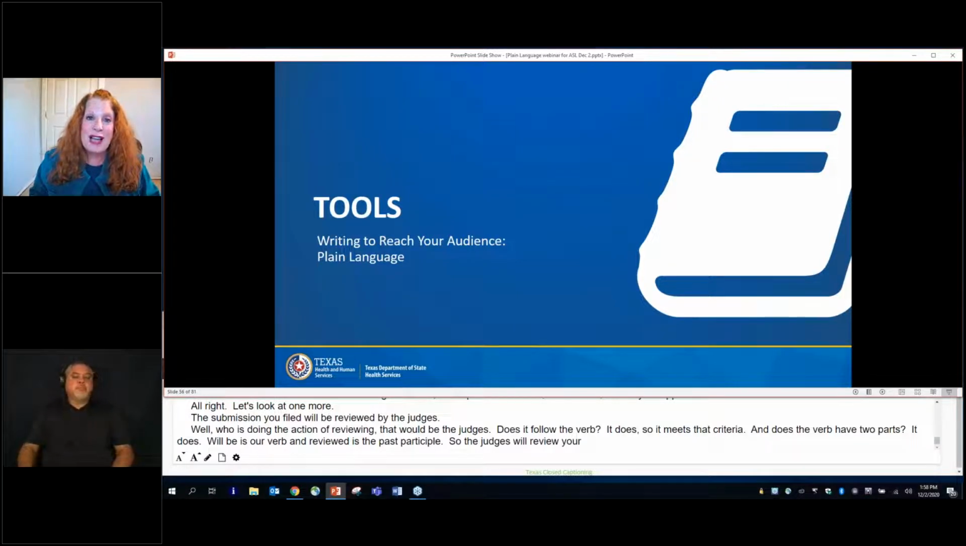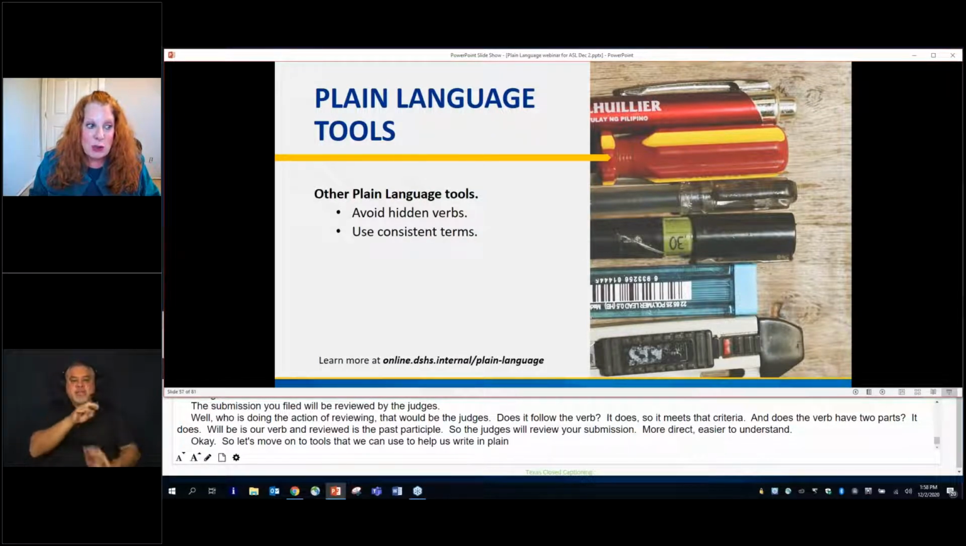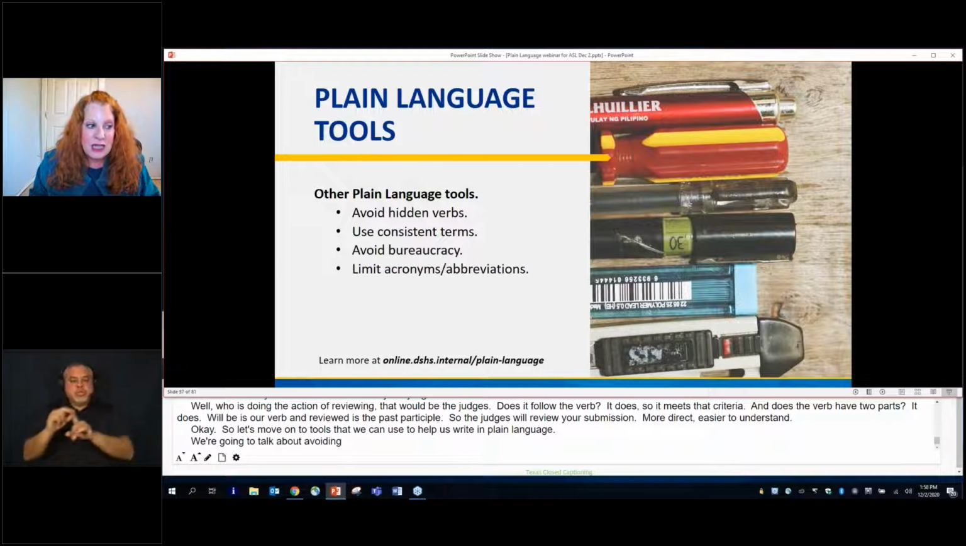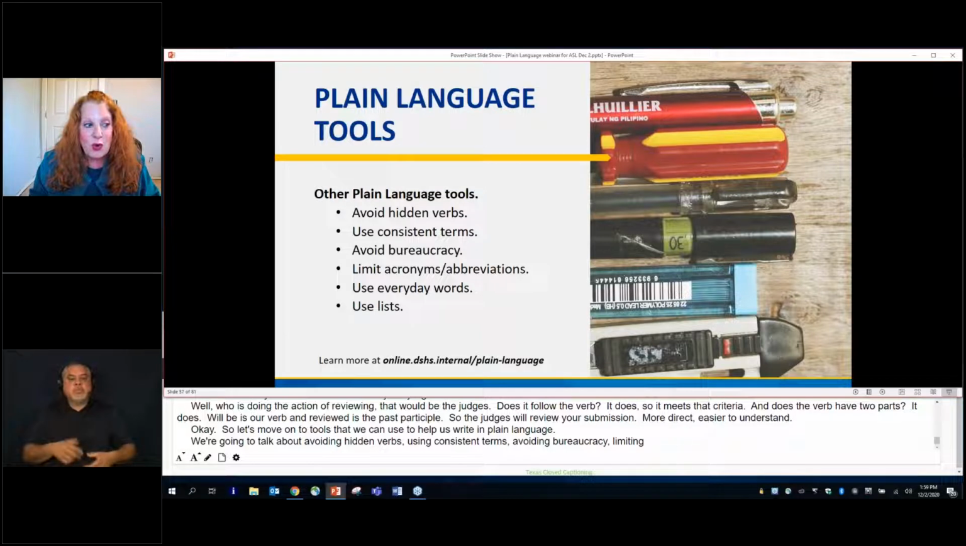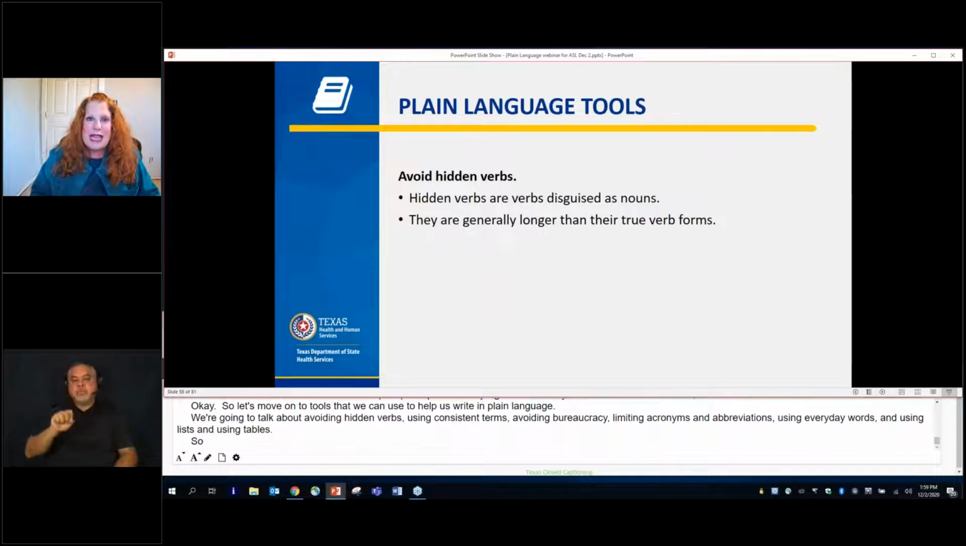Okay, so let's move on to tools that we can use to help us write in plain language. We're going to talk about avoiding hidden verbs, using consistent terms, avoiding bureaucracy, limiting acronyms and abbreviations, using everyday words, and using lists and using tables. So let's start with avoiding hidden verbs.